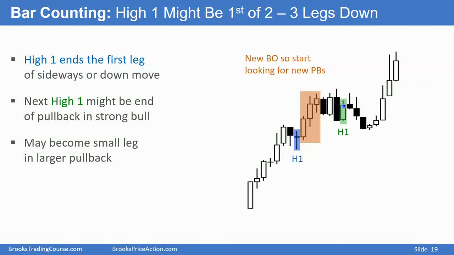Here, this high 1, we tried to get a resumption up from a double bottom, this low, that low. We have a double bottom. You can call it a high 1, first pullback from a new high. You can call it a high 2 because we're in a tight trading range. So we tried to resume up, went sideways, tried to resume up again.